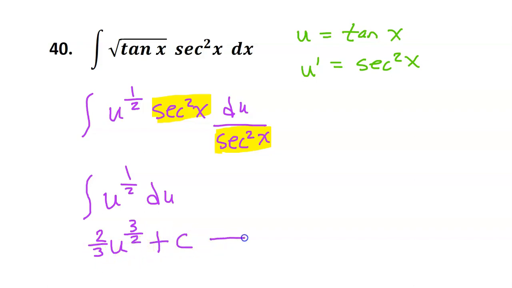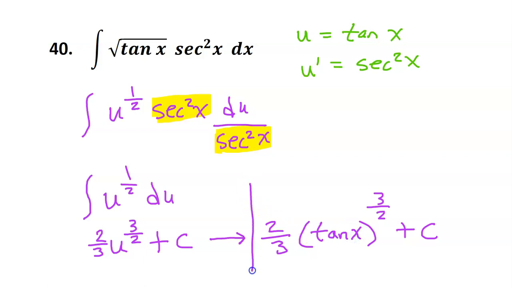Time to get the x's back involved. So we have 2/3 u to the 3/2 power plus c, but u is tangent x. And that's it. That's how you do it.